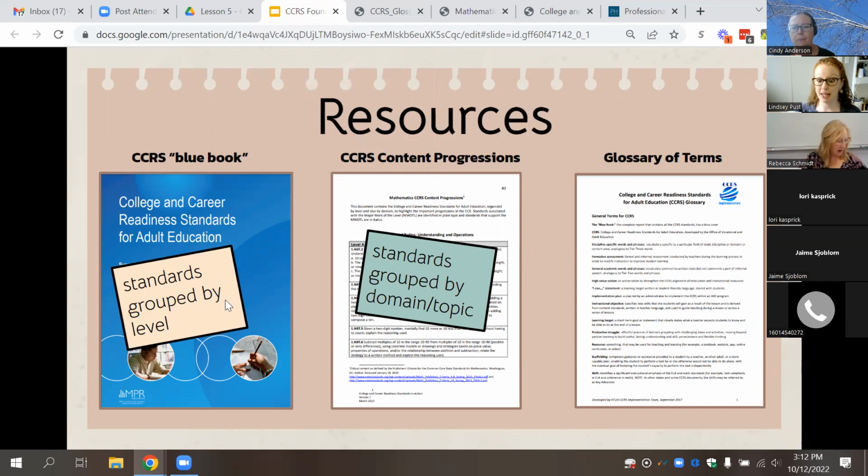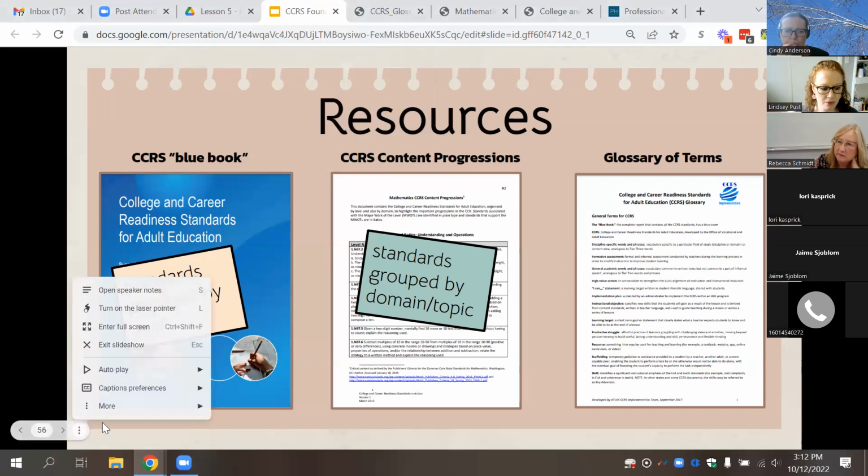So those two documents can help us decide how we're going to make connections for our students or help them make connections. So those are three foundational documents that I'm going to now put in the chat that I wanted to quickly remind us of. Any questions about these documents?